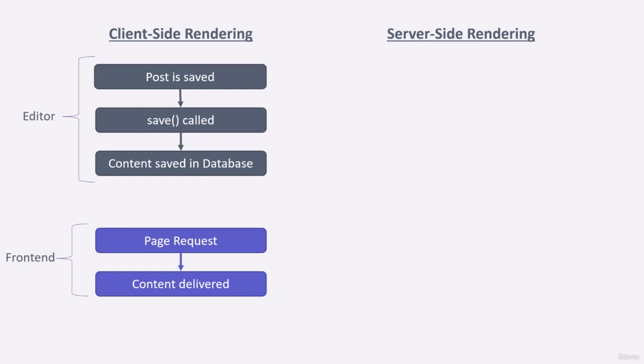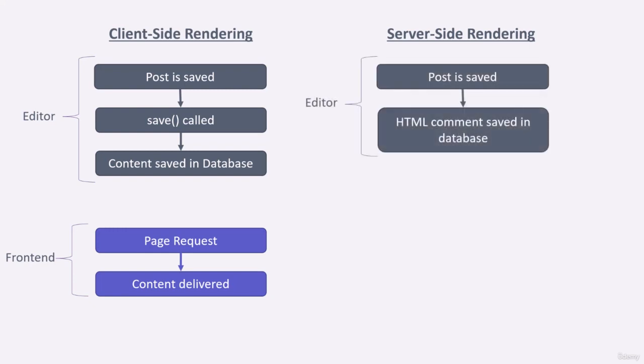The process is different with server-side rendering. If the user clicks Publish, WordPress will loop through the blocks on the page. If it finds a block without a save function, an HTML comment is saved in the database. Attributes are added to the comment if a block needs them. Other than that, the editor doesn't perform additional work.